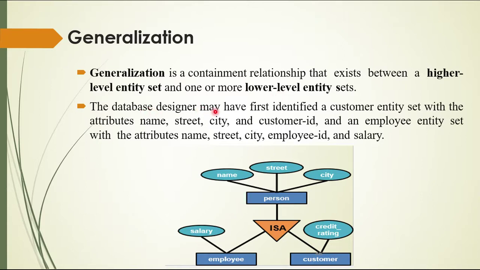The database designer may have first identified a customer entity set with the attributes name, street, city and customer ID, and the employee entity set with the attributes name, street, city, employee ID and salary. So here we have two entities, employee and customer, that have common attributes. Here I explain the common attributes: name, street, city, and customer ID for customer, and name, street, city, employee ID and salary for employee. So employee and customer have common attributes. The employee and customer entities combine together to generate one higher level entity. This is the example of generalization.